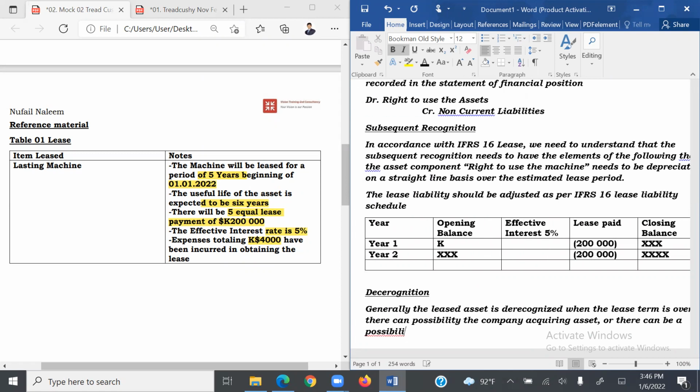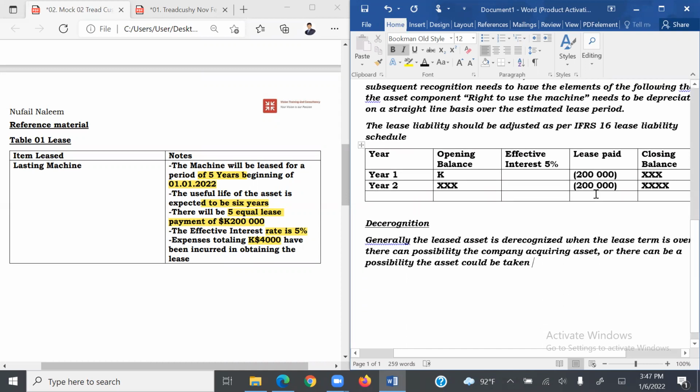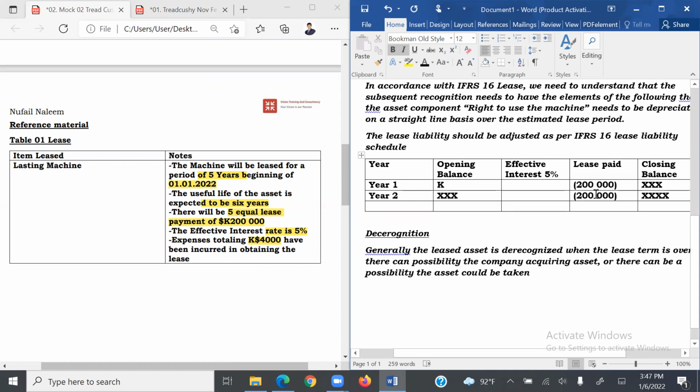the asset could be taken back. Because students, in lease, what's happening is, you can generally take the asset fully, or else, students, there are situations you can take it back as well. So this is the basic understanding here, students. Any questions you have, you can ask me.